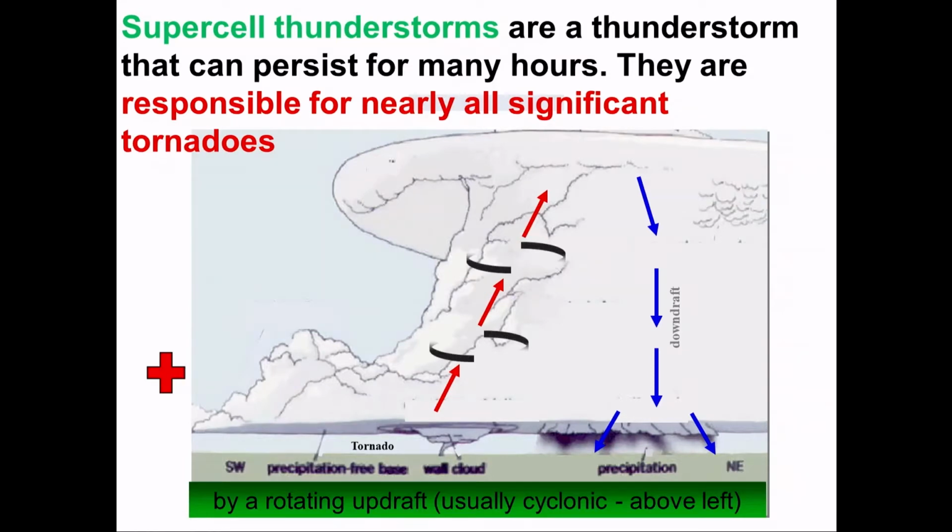It doesn't happen for every supercell, as not every supercell thunderstorm always has a tornado, but most large tornadoes come from supercell thunderstorms. You can get smaller tornadoes like EF1s from a regular thunderstorm or a squall line or something like that, but these ones are the ones that do the most damage.